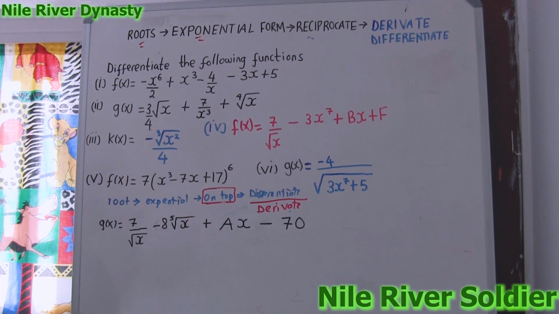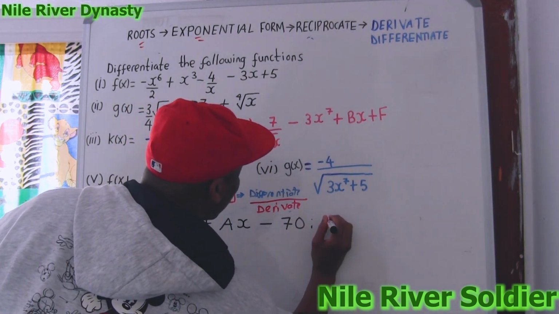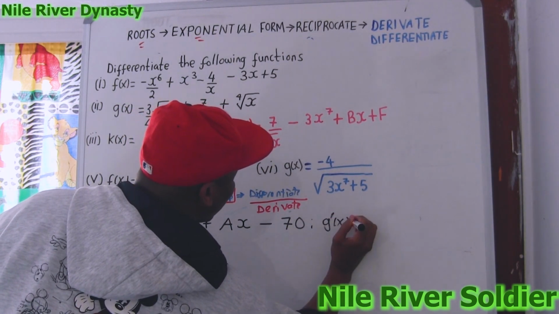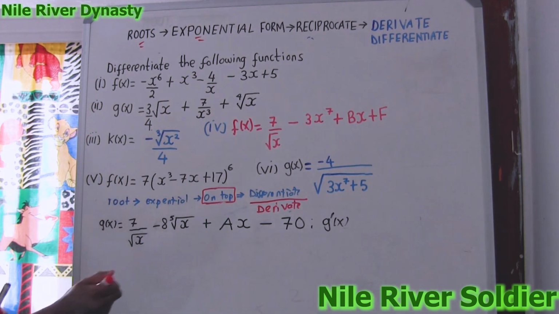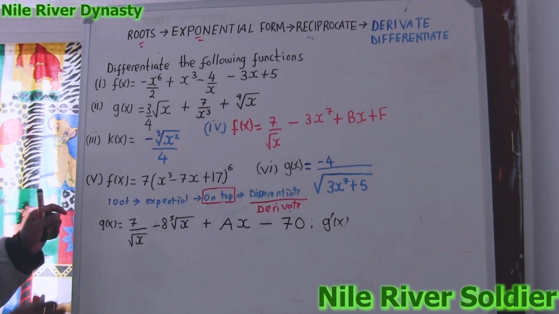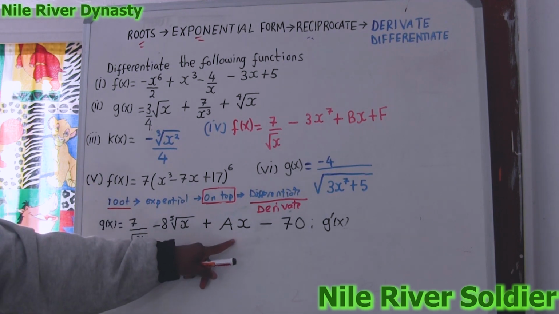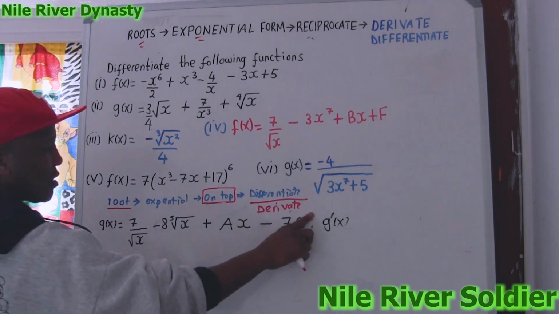Now let's go. Let's say find the derivative, or differentiate, means find g dash. Another way, g dash means derivative. Okay, excuse me, sorry, my problem. So now let's go, this is easy. First and foremost, look for anything which is in a root, not everything is in a root. For example, this is not a root. This is not a root.